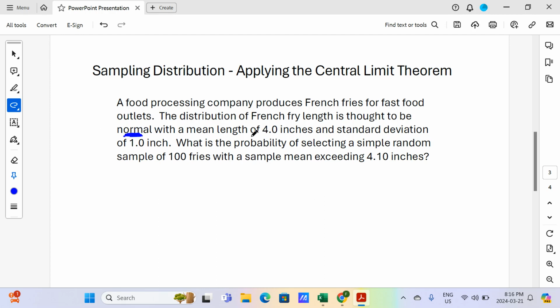Now let's continue reading the question. Look at here, we have a normal population. The population mean is 4. What is the population standard deviation? Standard deviation of the population is 1. That's sigma.